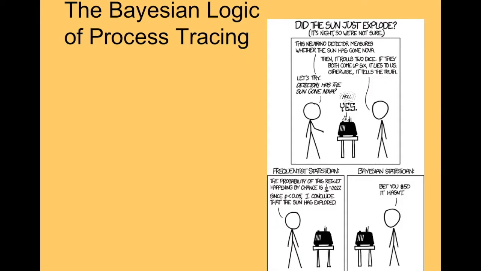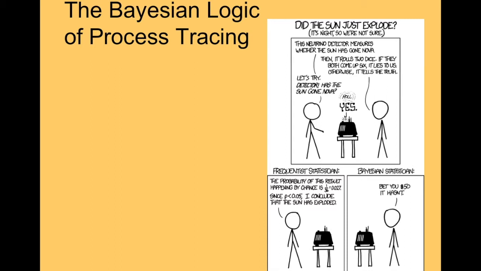We can still do that traditional process tracing informally, but I think there is some value added to at least trying out some of the more formal aspects of Bayesian logic in process tracing. So that's the agenda here. Let me start off with this cartoon, which illustrates the fundamental difference between Bayesian logic and frequentist logic.